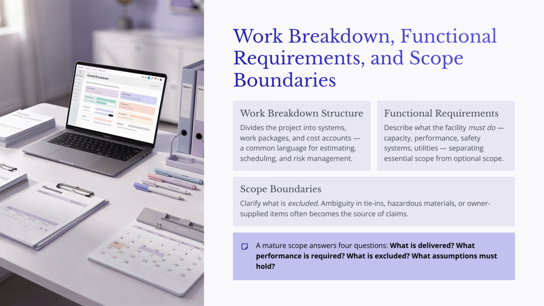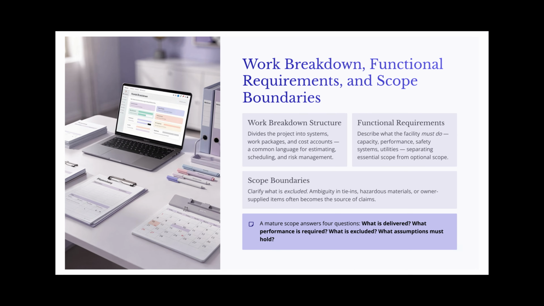A mature scope should answer four basic questions: what is being delivered, what performance is required, what is excluded, and what assumptions must remain true for the baseline to remain valid. If the team cannot answer those questions with evidence, the scope is not yet mature enough to support reliable execution.